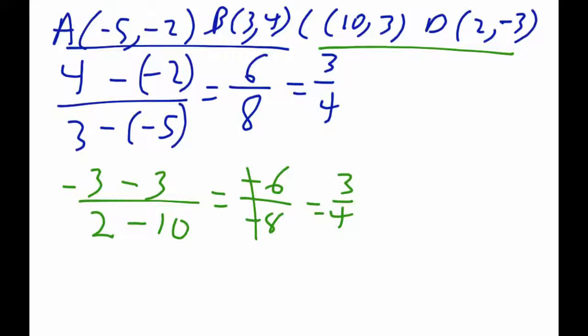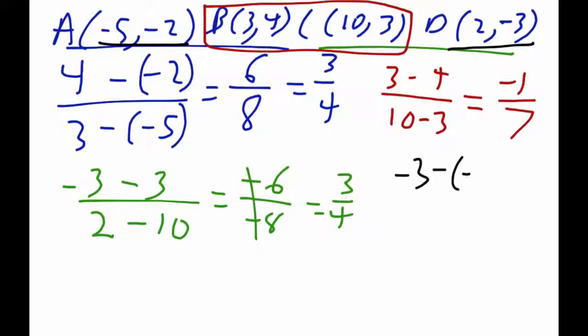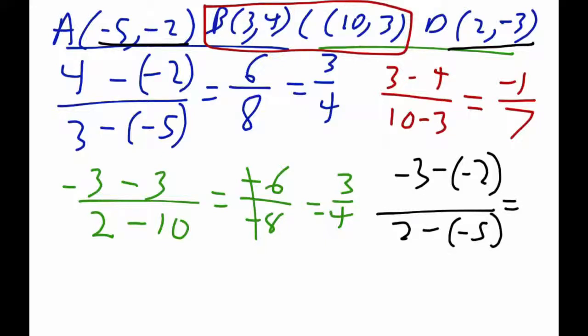So now that those two match, I'm going to find the slope of BC, and then we'll do AD. So we got 3 minus 4 over 10 minus 3, which is negative 1 over 7. And when I do the A and D, negative 3 minus negative 2 over 2 minus negative 5, which equals negative 1 over 7. So since that matches, yes, we have a parallelogram.